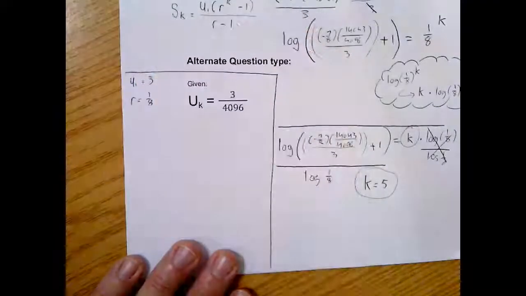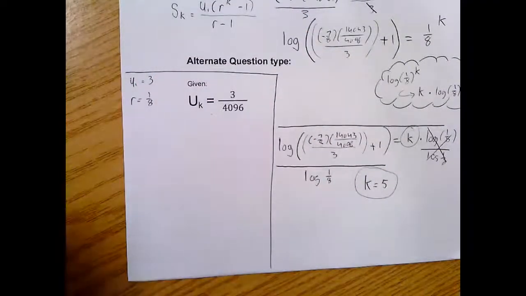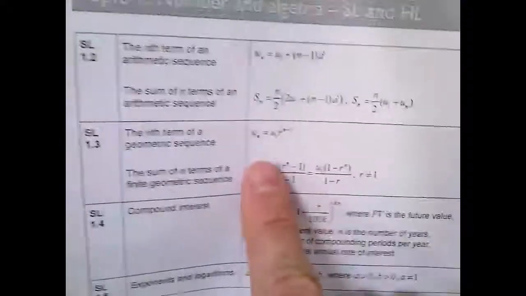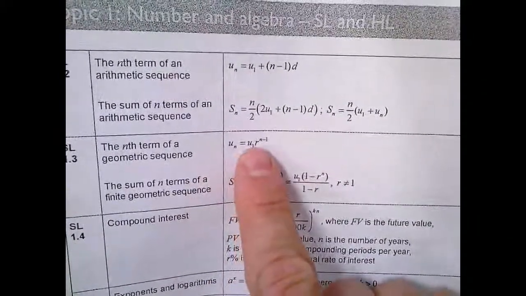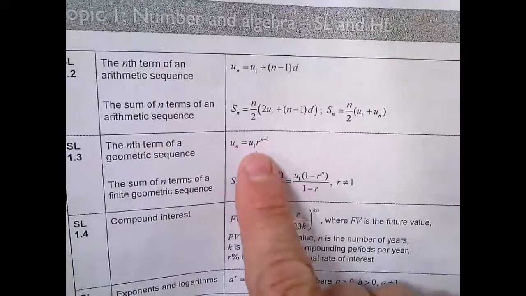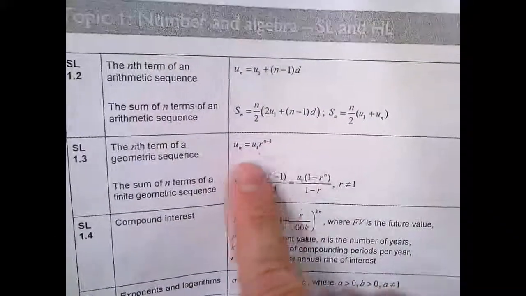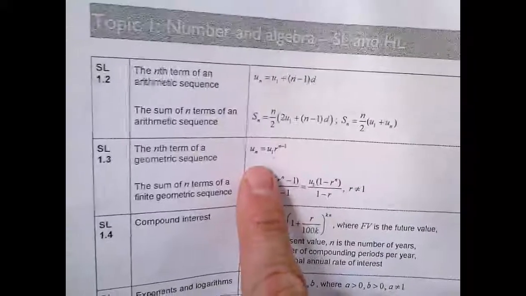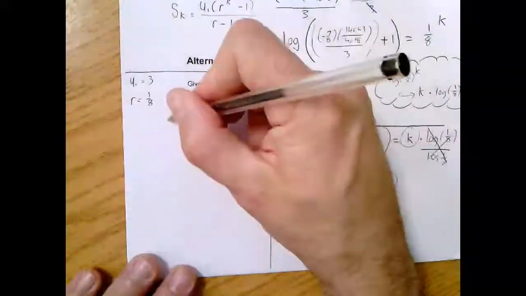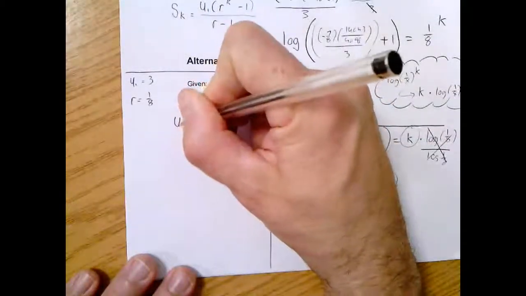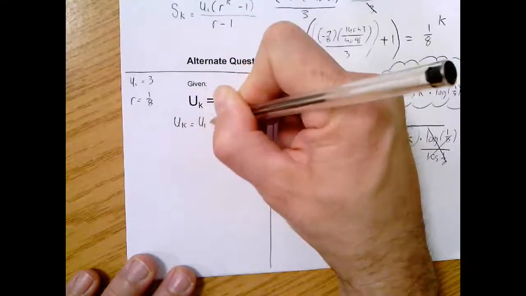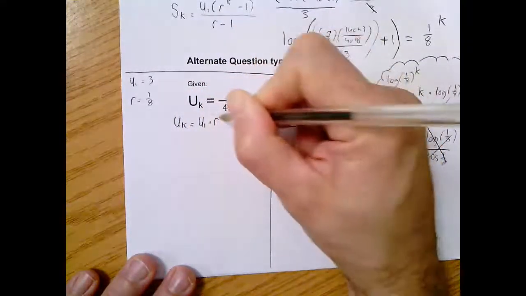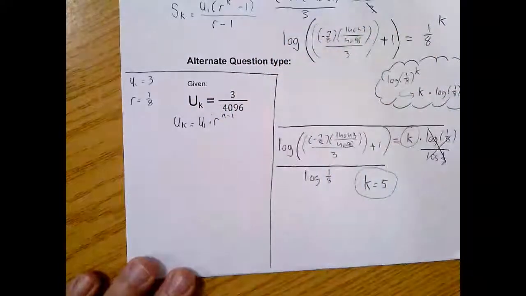And so then all we have to do now is go to our formula booklet. We're going to be using this formula right here. U sub n is u sub 1 times the rate to the n minus 1. And again, in this case, they're using k, but no big deal. We can just use k's instead of n's. Okay, so here we go. So the formula we're using is u sub k is u sub 1 multiplied by the rate to the n minus 1.